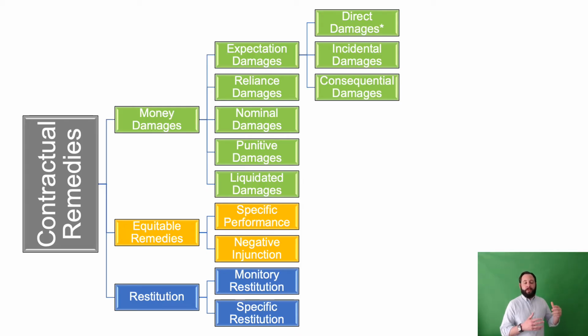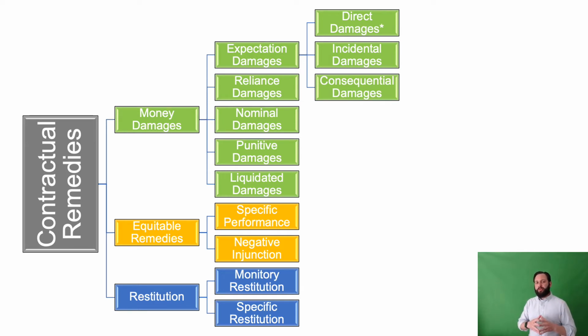This chart behind me shows all of the available remedies at contract law. We're going to focus in this video, however, on money damages, specifically on the most common form of money damages, expectation damages, which seek to put a party in the position it would have been in had the contract been fully performed. And in particular today, in this one lesson, we're going to focus even further on calculating direct damages.